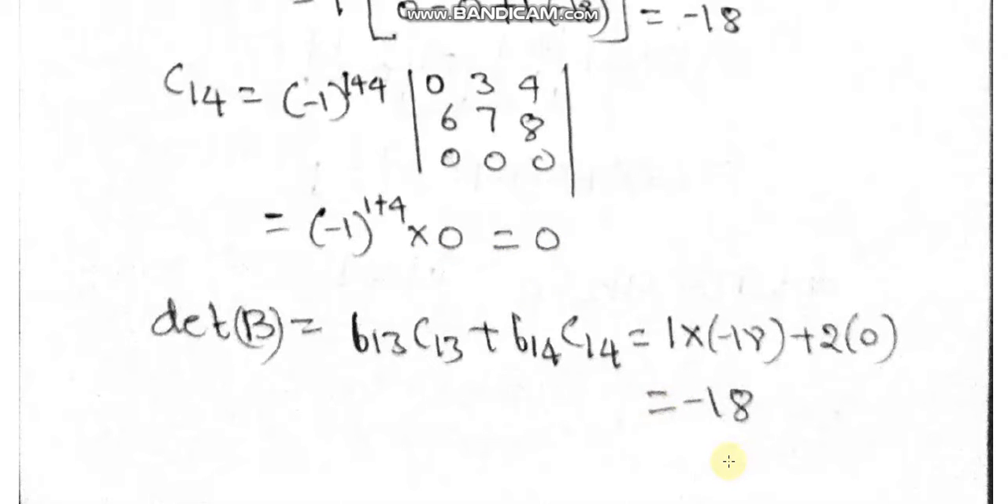So what will be the total determinant value? The first value I got from the first cofactor, that is minus 18, plus 0, so I will be getting minus 18.